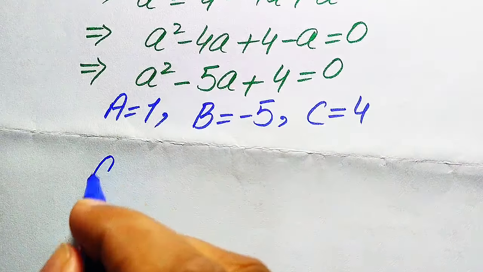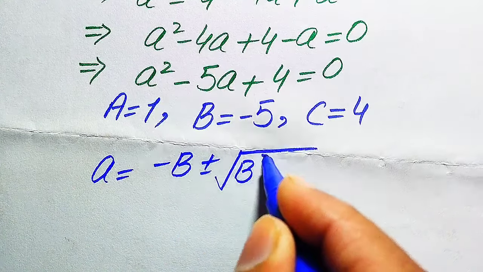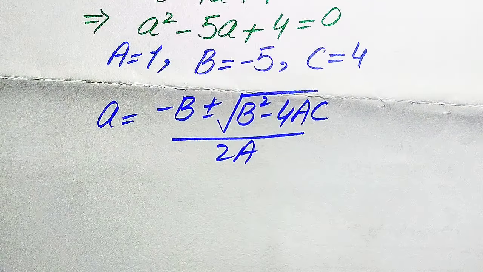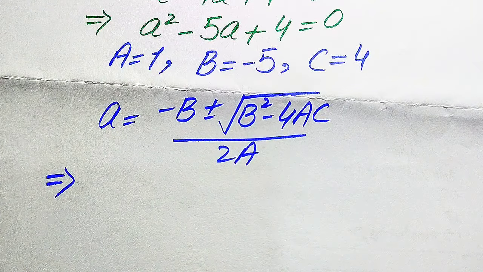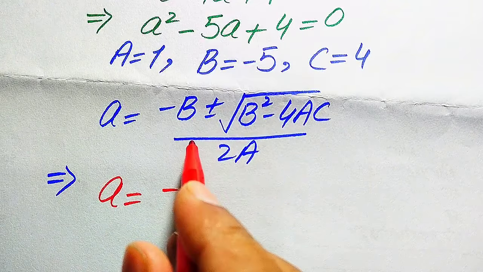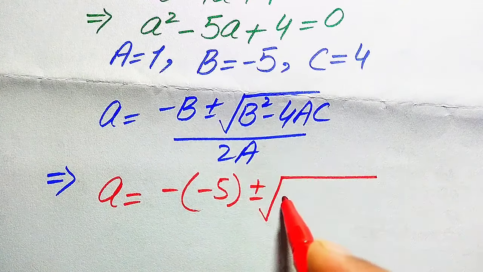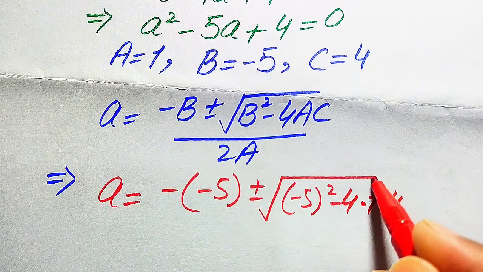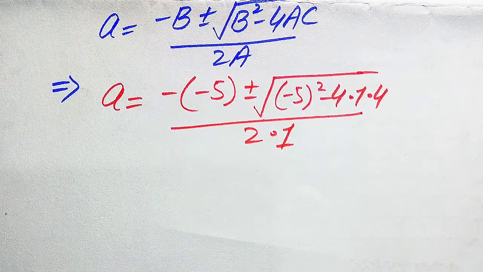And we state the quadratic formula as a is equal to minus b plus minus square root of b square minus 4ac, divided by 2a. This is our quadratic formula, and here we need to substitute the values of a, b, and c. So when we put all of these values here, it becomes a is equal to minus b, the value of b is minus 5, plus minus square root of b square, minus 5 square, minus 4 times a which is 1, c which is 4, and it is divided by 2 times a, and here our a is equal to 1.